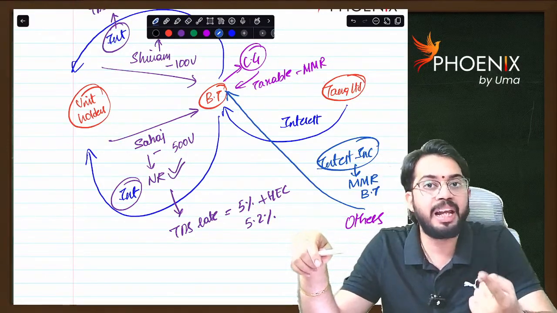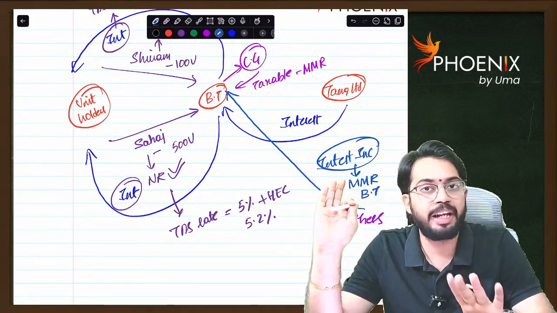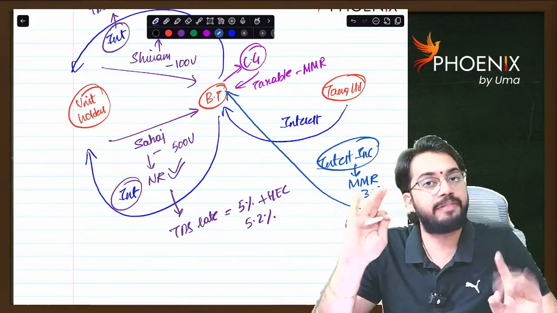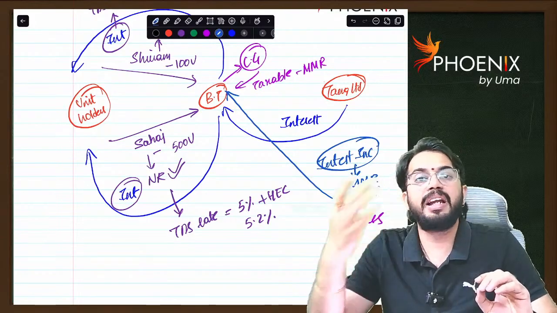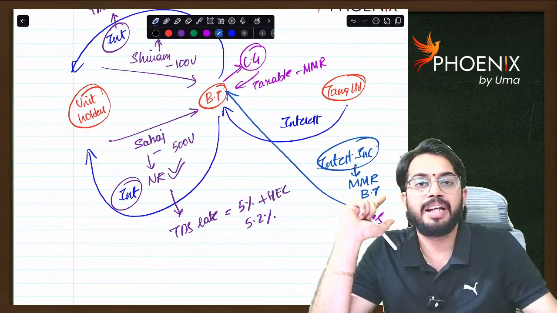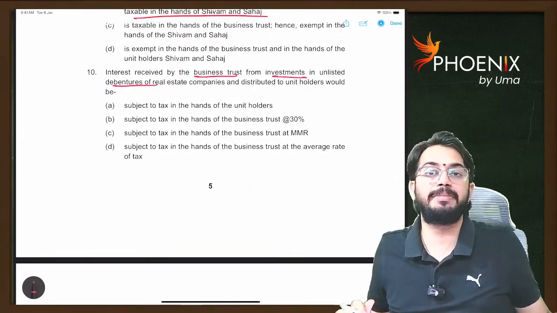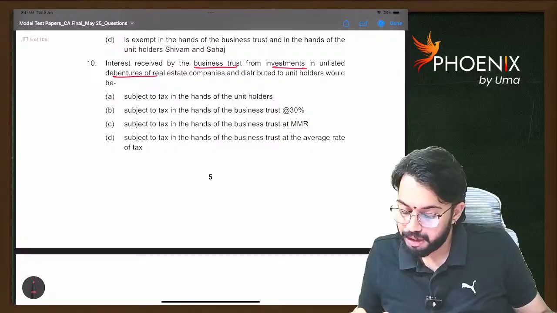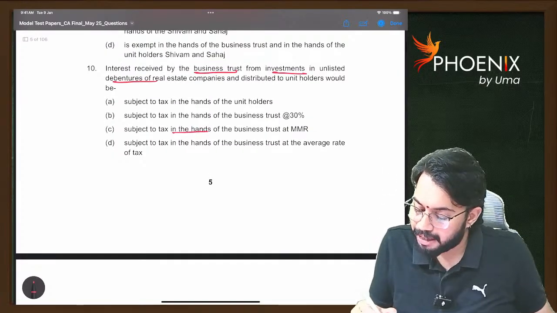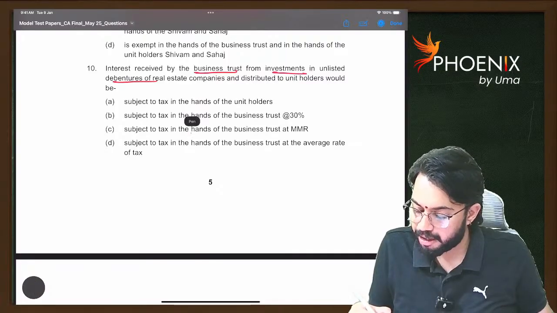We have clearly revised the taxation of business trust. If you have any doubt, you can watch that revision lecture once again. Remaining incomes are not passed on to the unit holder. Remaining incomes will be taxable in the hands of the business trust only. Interest income will be taxable at the rate of MMR. So, subject to tax in the hands of the business trust at the rate of MMR. This is the correct answer.